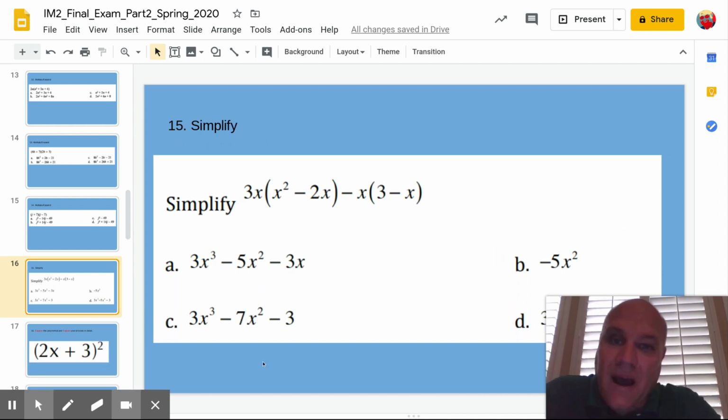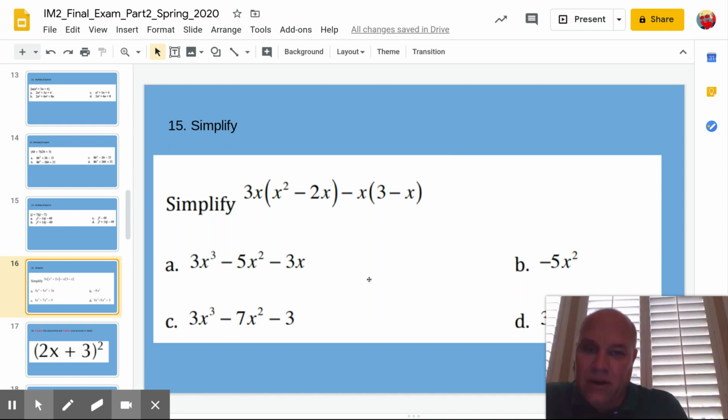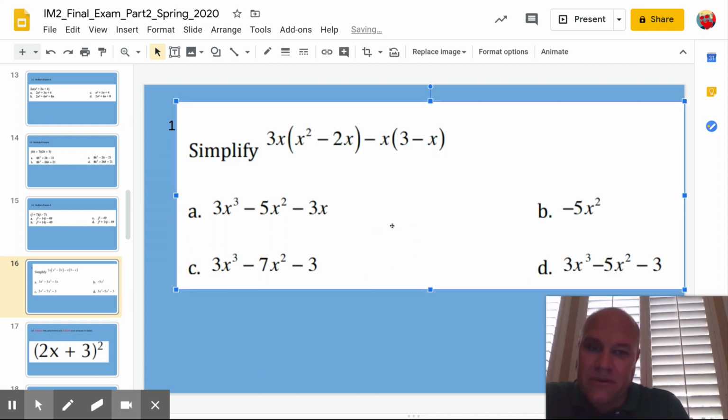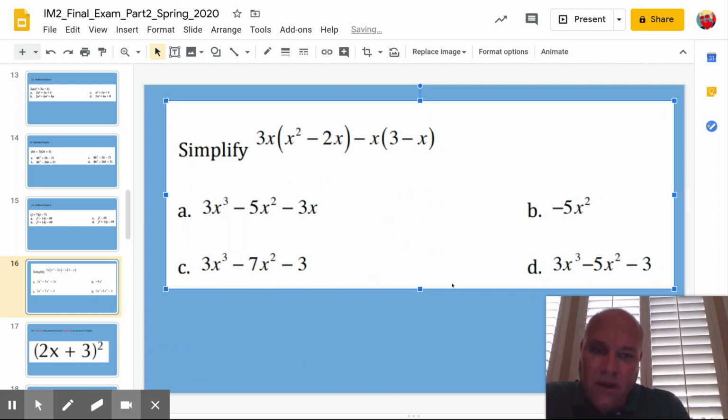15, simplify. This is a sweet problem. So you have 3x, parentheses, x squared minus 2x, minus x, parentheses, 3 minus x. So this one you're going to need to remove the parentheses. How do you do that? And then you're going to have to make sure you're combining like terms. Let me get my face out of the way here. So D is 3x cubed minus 5x squared minus 3.